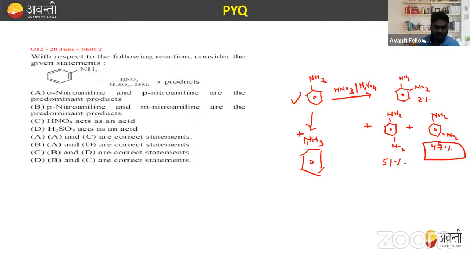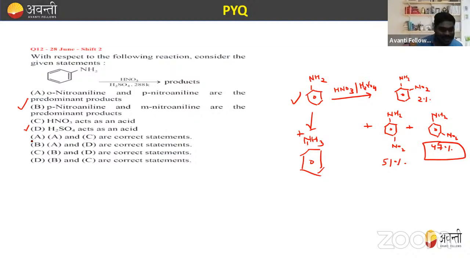Now come back to the question. The question asks: ortho-nitroaniline and para-nitroaniline are the predominant products. Whether it is true? No. Para-nitroaniline and meta-nitroaniline are the predominant products. Yes, this one is correct because one is 51% and another is 47%. Now, HNO3 acts as an acid. Here HNO3 acts as an acid. H2SO4 acts as an acid. Now you have to identify which statement is correct. So here, HNO3 or H2SO4, which one acts as an acid? H2SO4, right? So this will act as an acid.